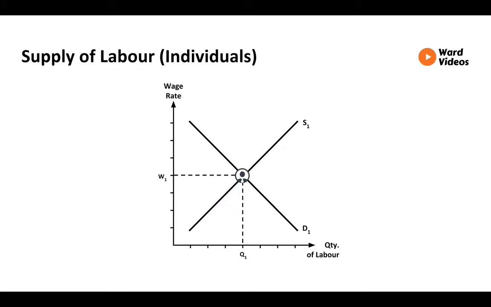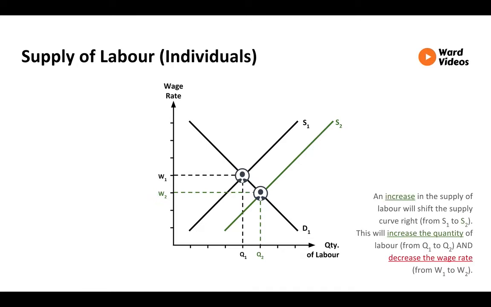Supply of labour, i.e. the individuals. An increase in supply of labour will shift the supply curve right. This will increase the quantity of labour and decrease the wage rate.